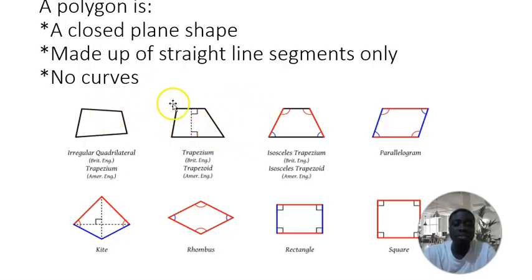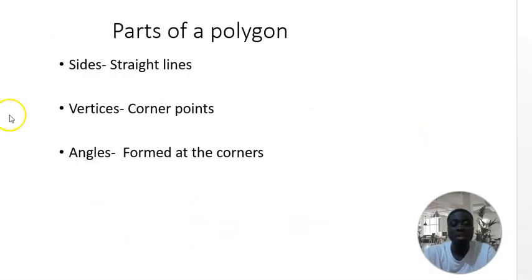Now, why do we say so? Looking at the first point, a polygon is a closed plane shape. So all these shapes are closed. There are no spaces around them. They are also made up of straight line segments only. From this point to that point are straight lines. You realize that there are no curves. So we can say all these are polygons.